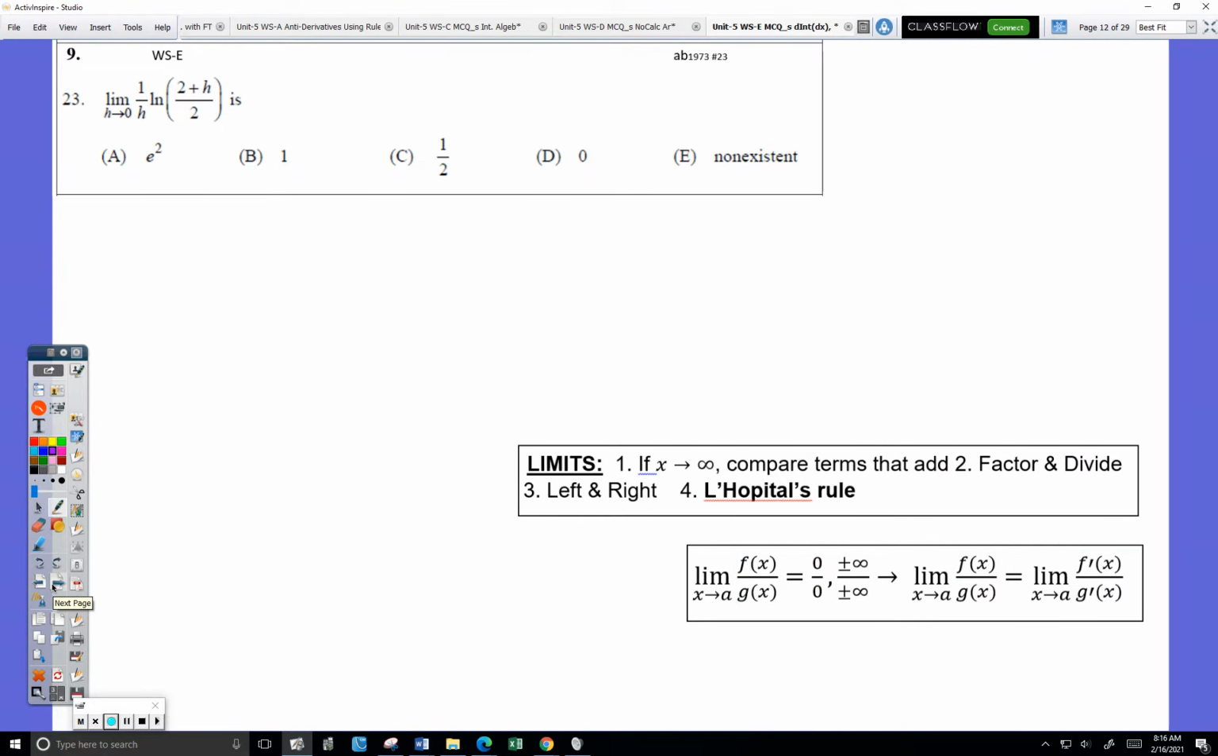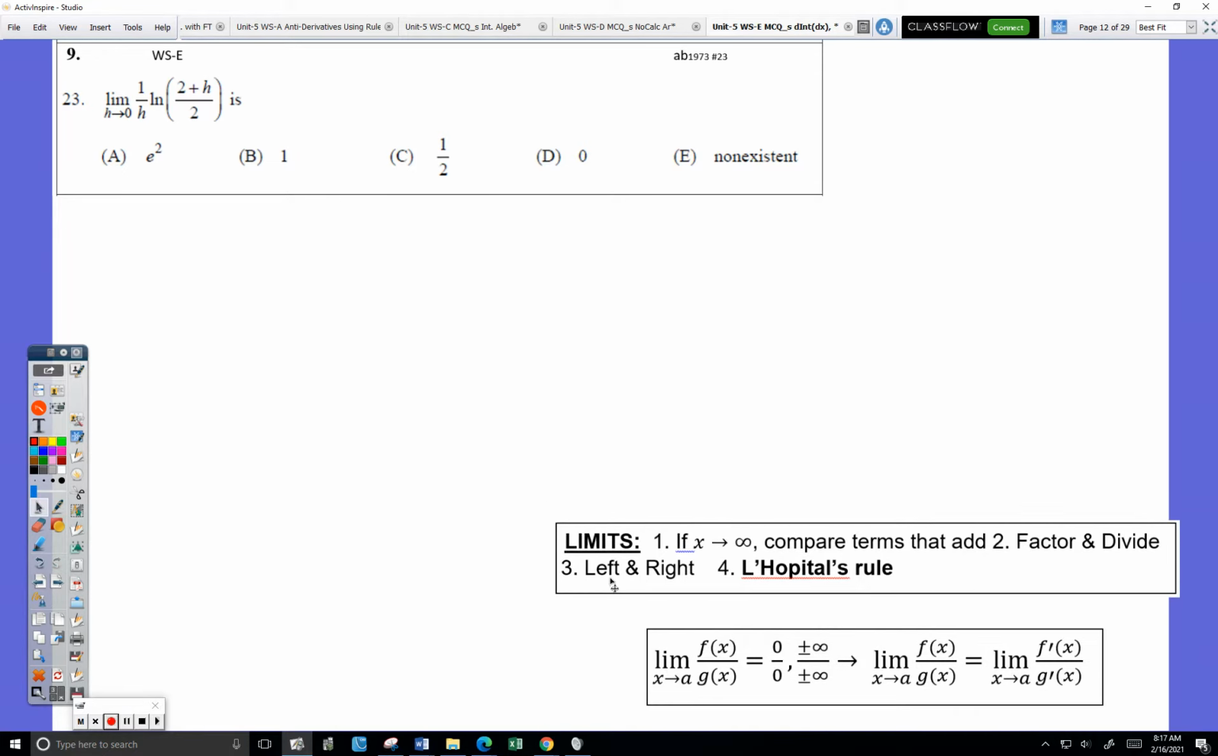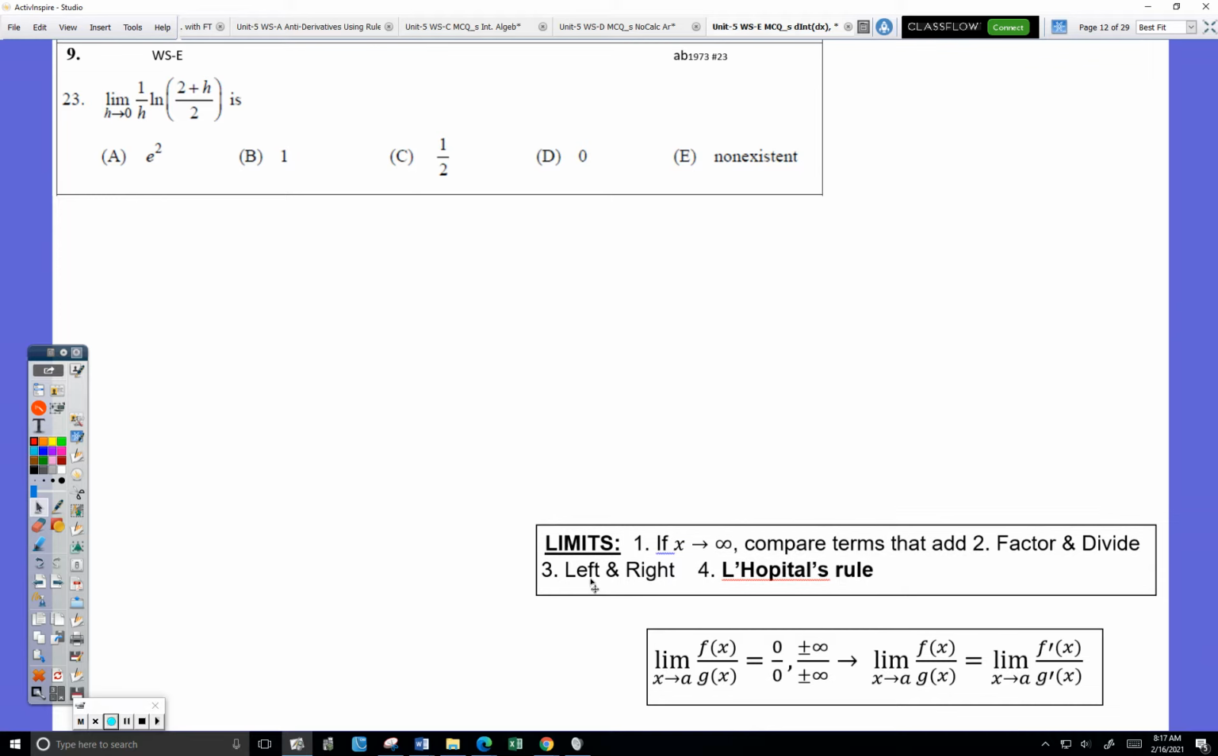So number 9. First thing, it's a limit problem. X is not approaching infinity, so we don't have to worry about that. Factoring and dividing: you can't factor things out of an ln without using special ln rules, so that doesn't look very promising. So I try the left and right thing, meaning I try to see what's happening as h gets a little bit more or a little less than 0.